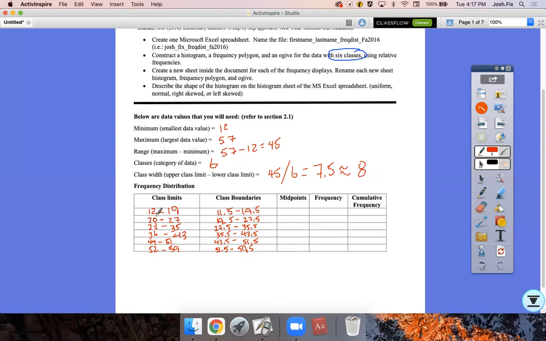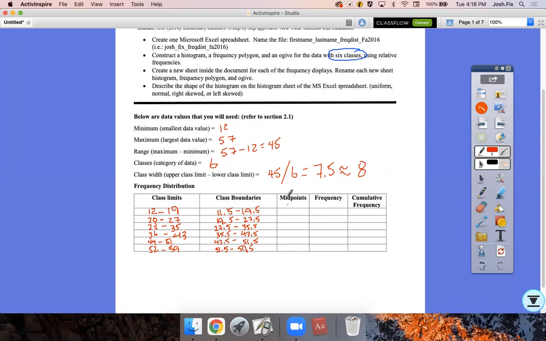Your class limits are not actually your class width. Your class width is from your lower limit to your next lower limit to your next lower limit, and so forth. So our class width was, in this case, 8, which is what we decided upon. And then our class boundaries will have that class width of 8.